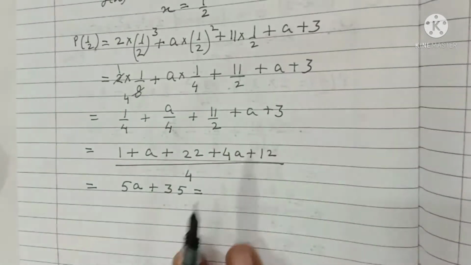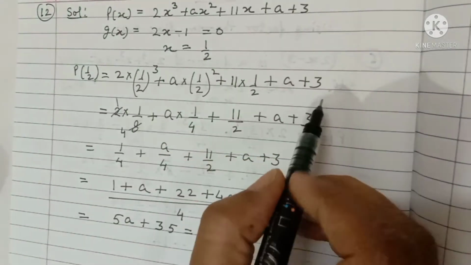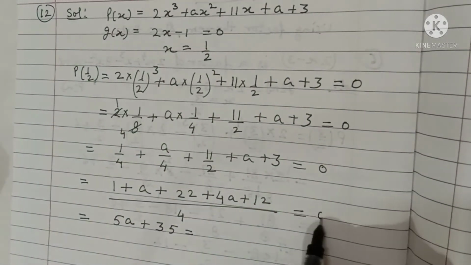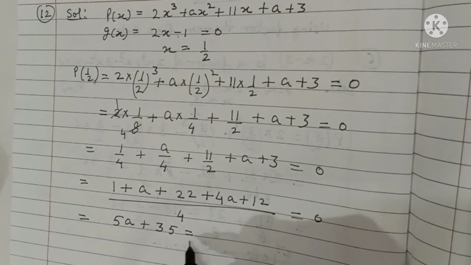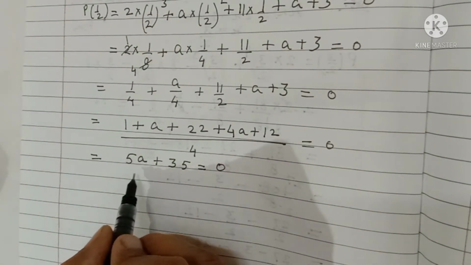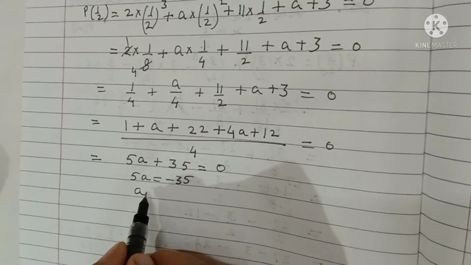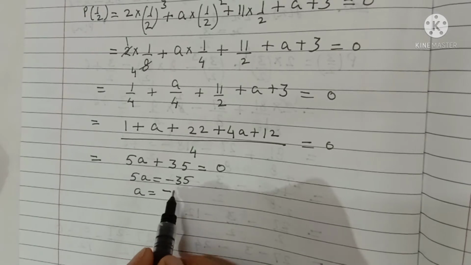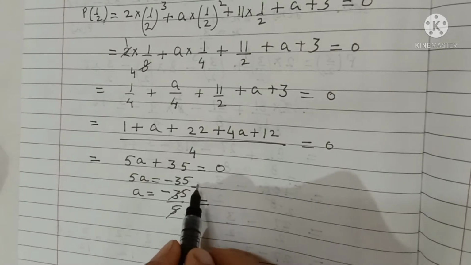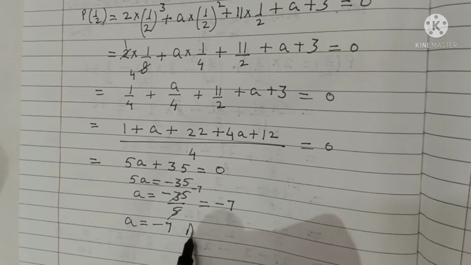Now we have to calculate the value of a, and it is a factor, so the remainder should be 0, so this will be equated to 0. This becomes 5a is equal to minus 35, a is equal to minus 35 upon 5, 5 sevens are 35, minus 7. a is equal to minus 7. Answer.